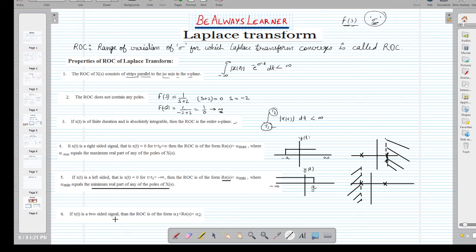Now, if x(t) is a two-sided sequence, then the ROC is of the form that the real part lies between alpha 1 and alpha 2. It means there is a strip that lies on the s-plane, including the imaginary axis. So it is the overall understanding of all the properties of the s-plane.